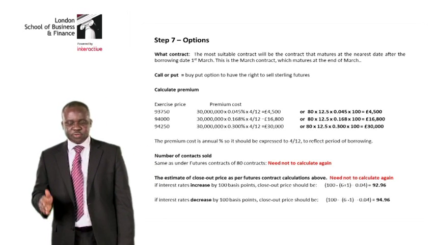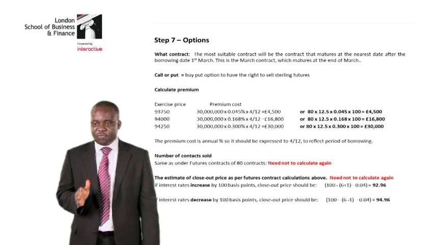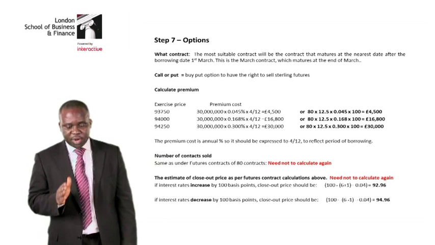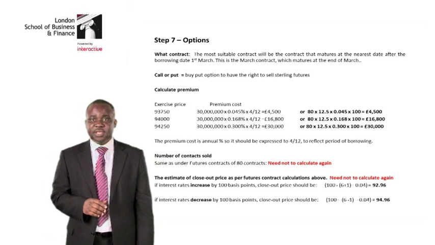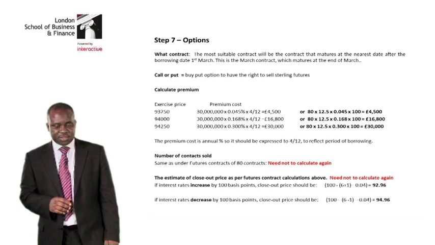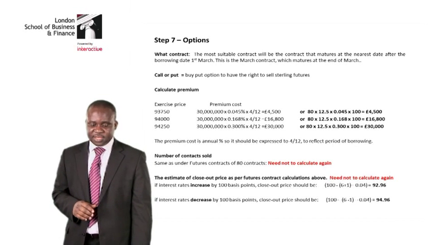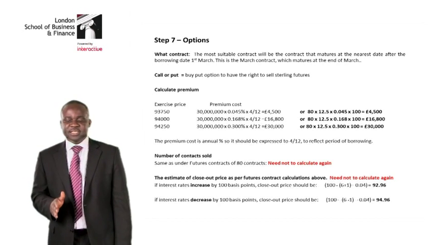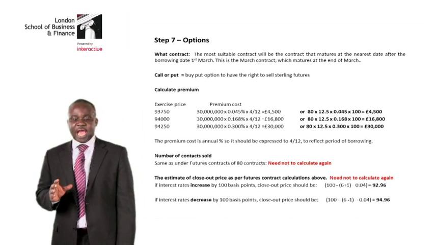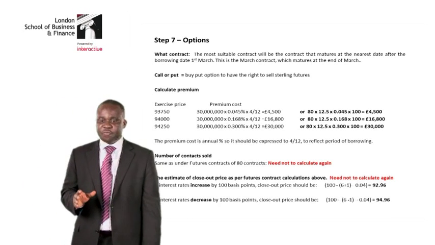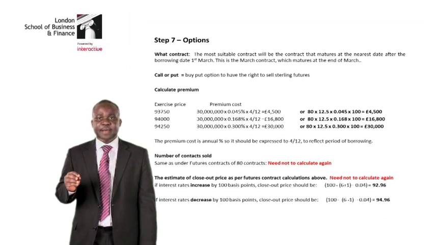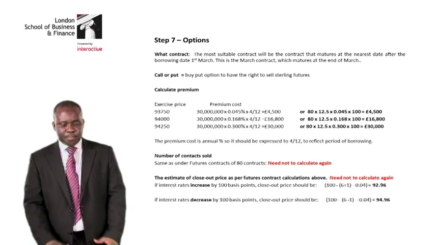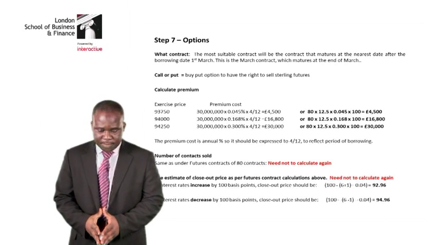And if you go there, you see 0.045%, 0.168%, and then 0.300% for each of those exercise prices. Those percentages are per annum. We are borrowing for a period of 4 months, so expressed as 4 divided by 12. And the amount involved that we are borrowing is 30 million.